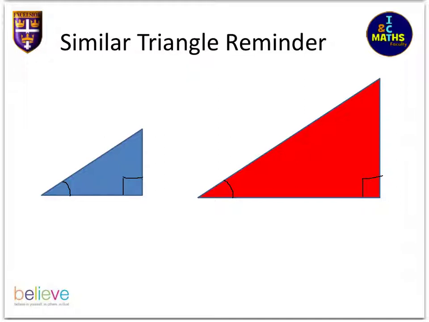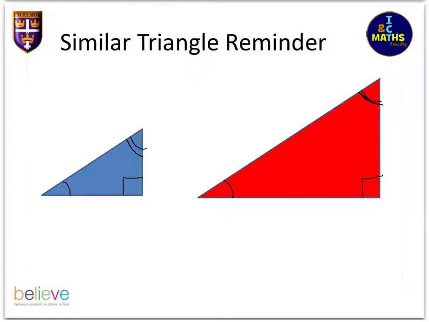The reason they must be the same is that angles in a triangle have to add up to 180. Both of these have got right angles, and they also share the same acute angle here on the left hand side. So it forces it to be the case that this angle at the top here must also be the same for both triangles.